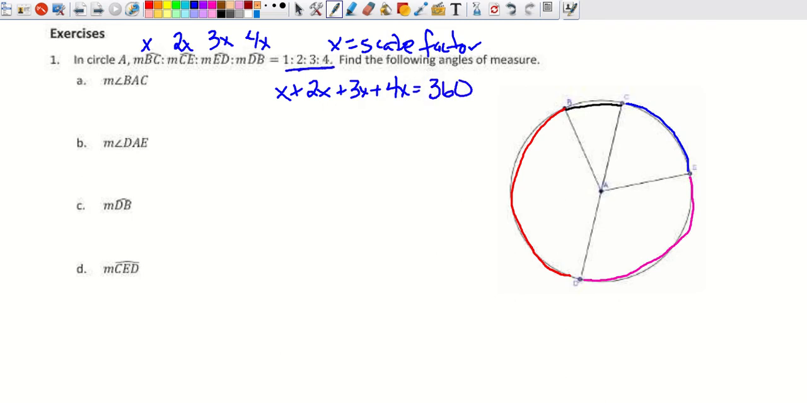So whenever we get a ratio question, we want to put an x on those numbers and then create an equation from those. Okay? So that's what we're going to do here. So x plus 2x plus 3x plus 4x is 10x.